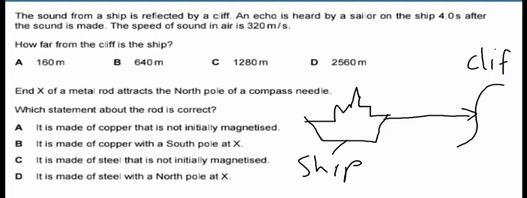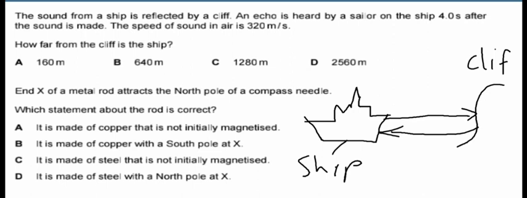Now, for the sound to reach the cliff, it has traveled from the ship up to the cliff. This question is saying, how far from the cliff is the ship? So we need to start from the cliff up to the ship. That's the distance that they are asking us. Now, when you define distance, we can just say it is how far an object has traveled.